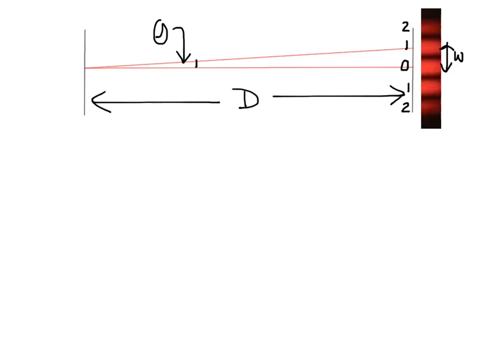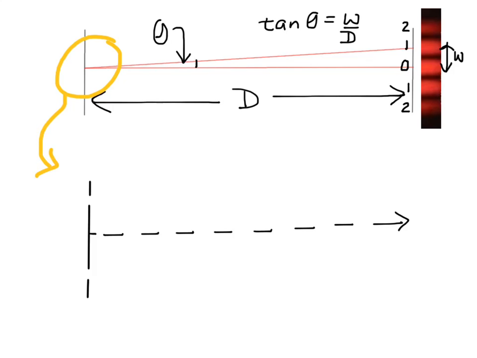Now the distance between two fringes is called the fringe spacing, and it's given the symbol W. The other thing we need a symbol for is the distance from the slits to the screen. Call it capital D. So if you look at the triangle that we've made here, you can see that tan of theta is the opposite over the adjacent, so that's W over D. So that's one equation. Now to get another one, we need to zoom in on what's happening at the slits. So let's draw those a bit bigger.